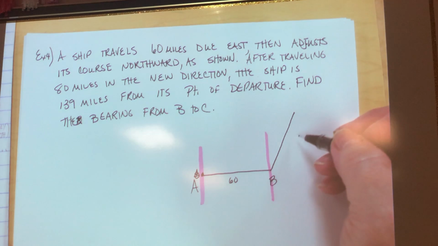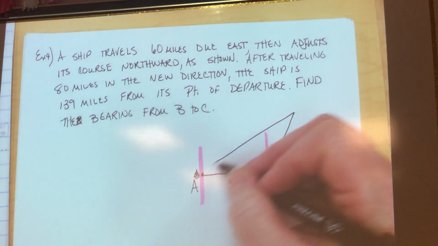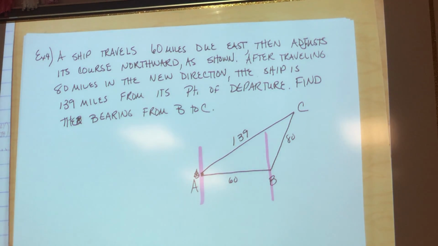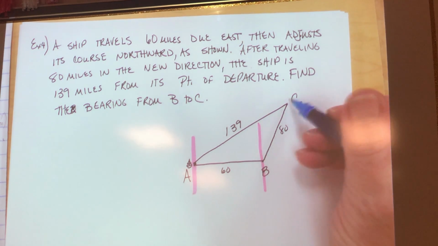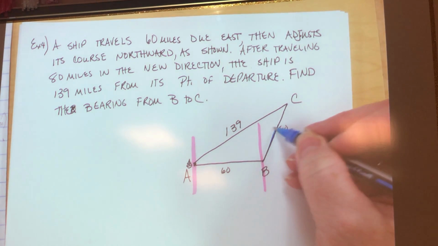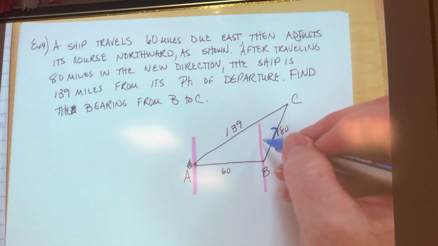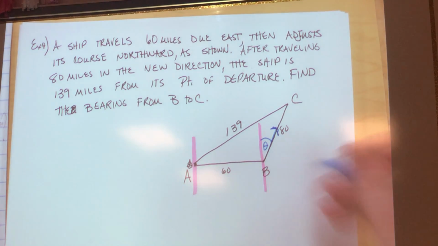After he travels 80 miles in the new direction, so I know this is 80, then he's 100, so this is C, he's 139 miles from the point of departure. Find the bearing from B to C. Are you right on it? No. So everybody look. The bearing from B to C, do y'all agree that that is this right here? So if you measured that from 0 degrees north, that would be this angle. Do you agree? All right.